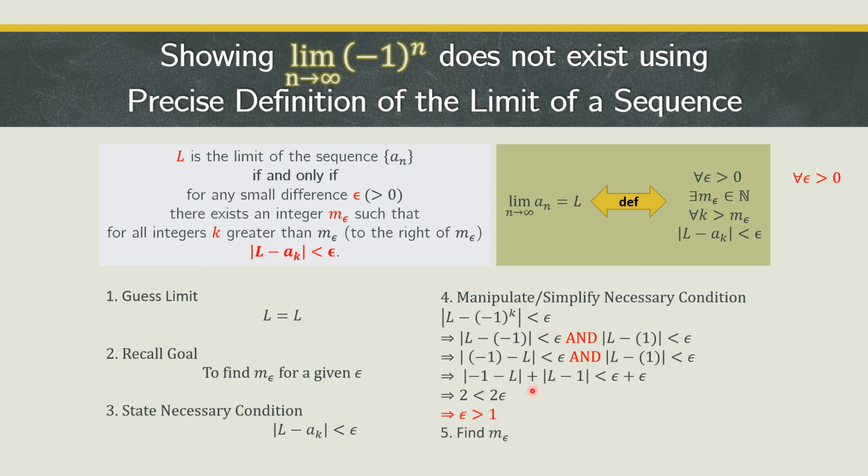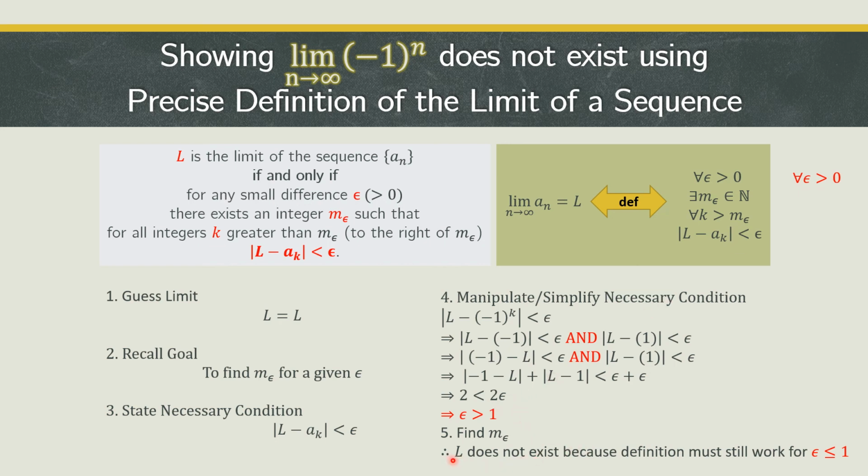So it does not satisfy the definition. And so we cannot find that m sub epsilon, because we can't even go to this statement. This statement is not satisfied anymore. The very first part of the statement is not satisfied, because this statement here only means that epsilon must be greater than 1. Meaning, if we choose an epsilon that is less than 1, this will not be true anymore. And so it's not true for all epsilon. There's some epsilon where it's not true.